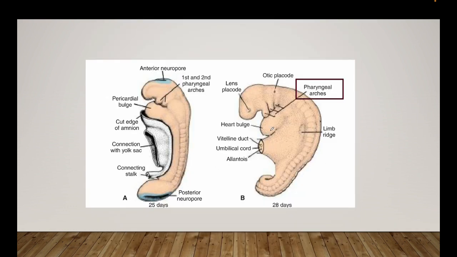طبعا a lateral view of the embryo in 25 days and 28 days. مثل ما تلاحظون الشغلة اللي نريد نركز عليها إنه proximal or cranial part of the primitive gut becomes something called the pharyngeal arches. Pharyngeal arches, these are very important in the development of the respiratory system. تمام؟ زين، هسه خلصنا من الريكاب. Let's move into the development.